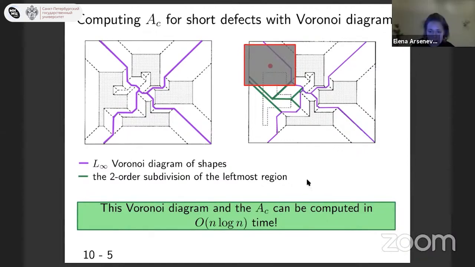Right, yeah. Numbers. So if you have your numbers in an unsorted sequence, and you calculate your Voronoi diagram, you will be able to derive a sorted sequence of your numbers. I see. Thanks. Yes.